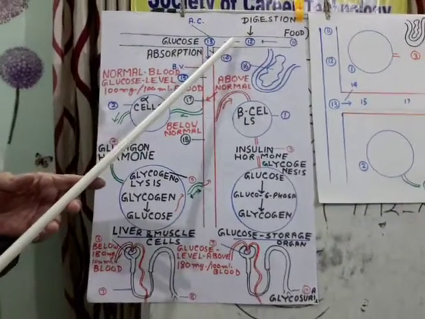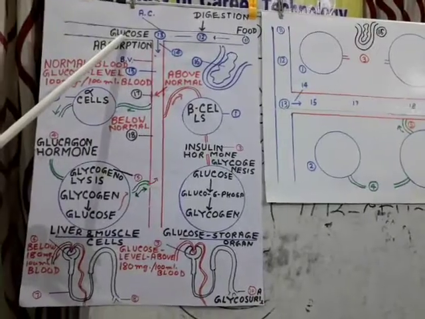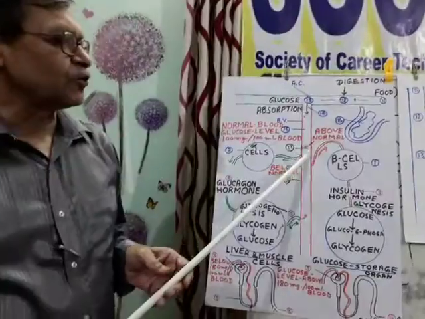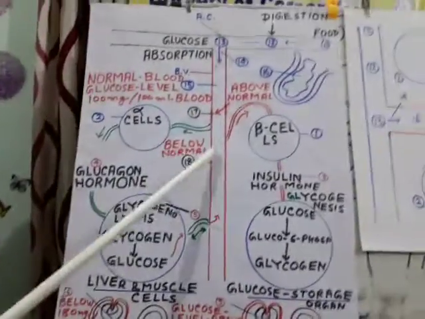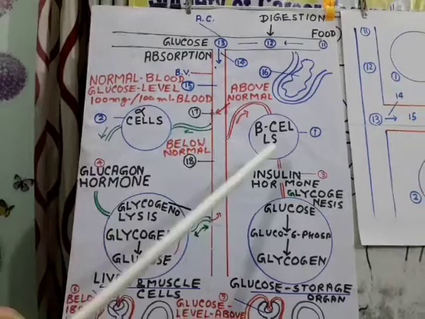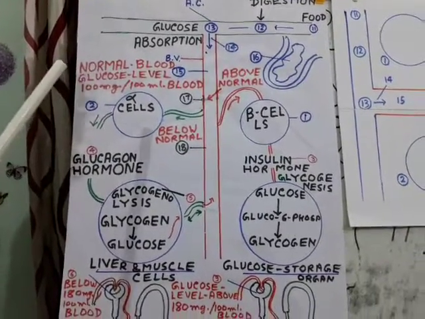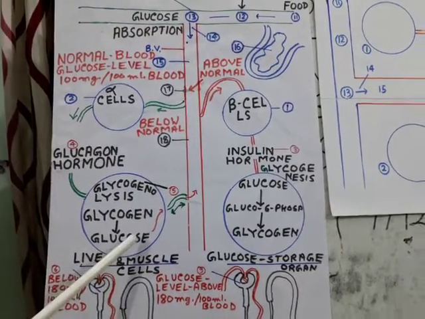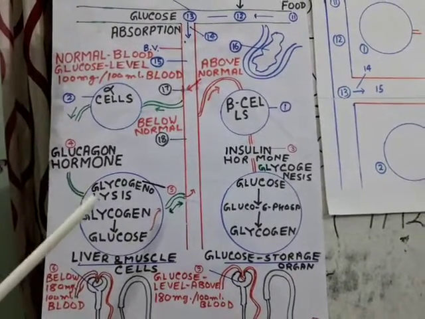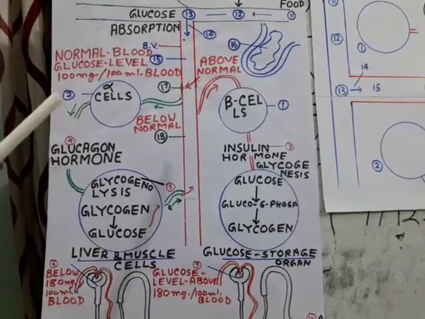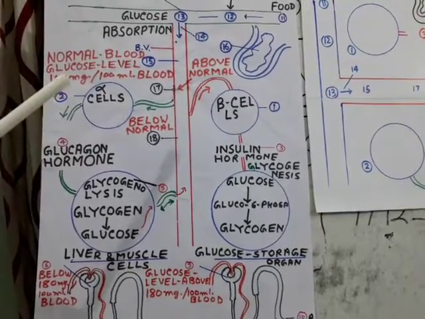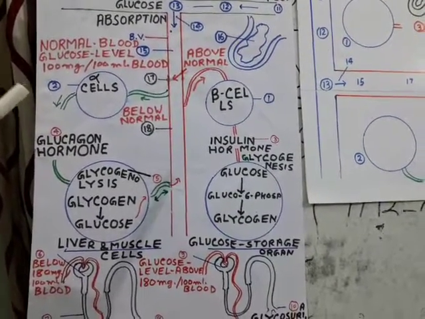So you can see here, after digestion in the alimentary canal, glucose is formed. That glucose is absorbed and comes into the blood vessel. From the blood vessel, the glucose is supplied to all body cells. There are some storage organs for glucose, the liver and muscle cells. Blood glucose level is maintained constant. It is about 80 to 140 milligram per 100 ml.